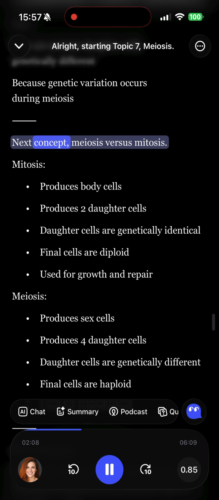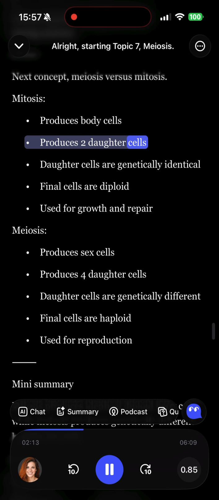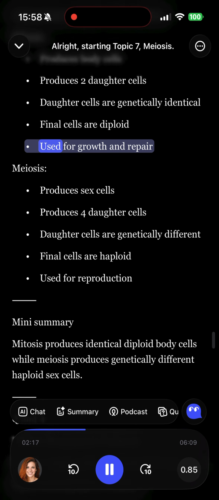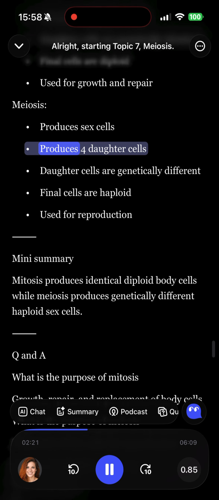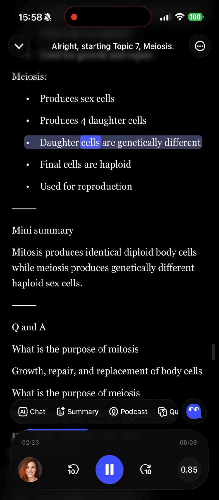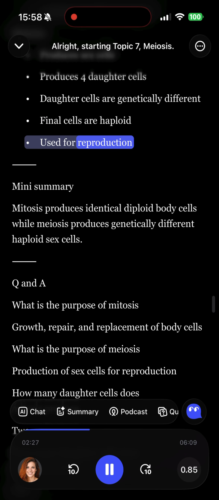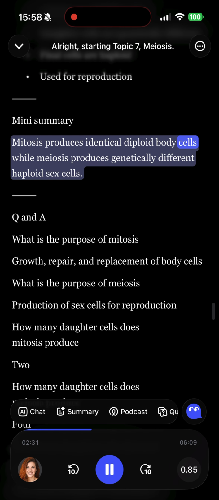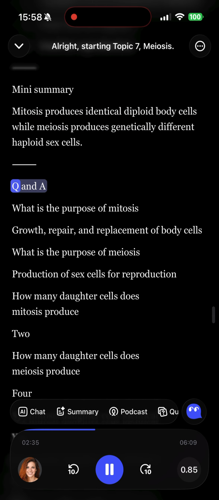Next concept, meiosis versus mitosis. Mitosis produces body cells. It produces 2 daughter cells. Daughter cells are genetically identical. Final cells are diploid, used for growth and repair. Meiosis produces sex cells, produces 4 daughter cells. Daughter cells are genetically different. Final cells are haploid, used for reproduction. Mini summary. Mitosis produces identical diploid body cells, while meiosis produces genetically different haploid sex cells.